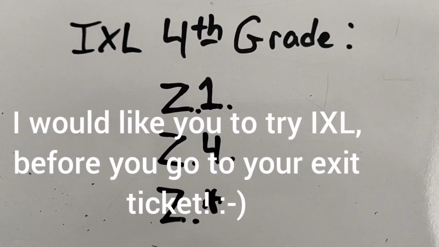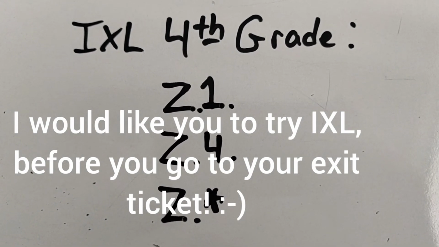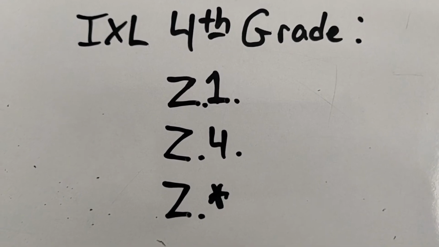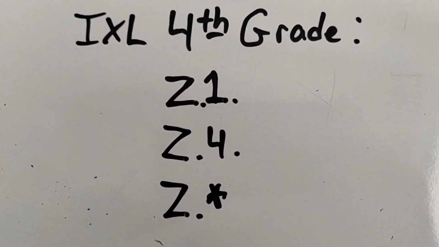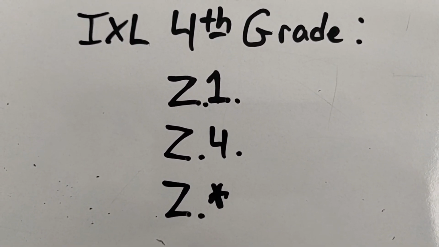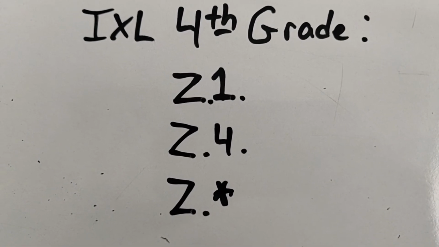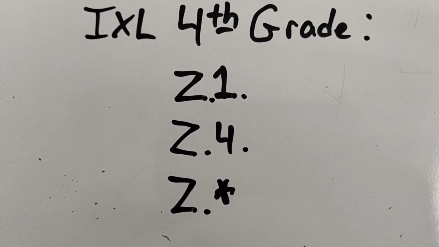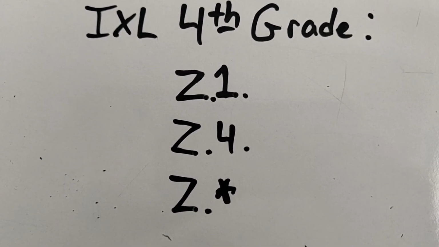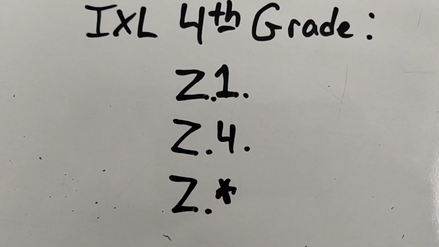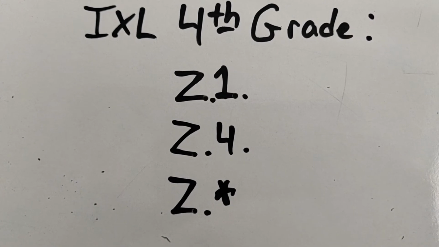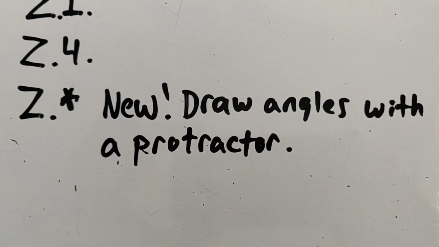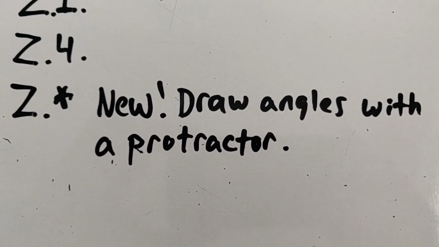You can practice identifying acute, right, and obtuse angles in Z1 without a protractor, and also straight angles, remember the ones that are a straight line. You can use a protractor in Z4, and also right after Z4 there's one that doesn't actually have a number, it just has a letter like Z dot or Z star. It's called new, draw angles with a protractor.